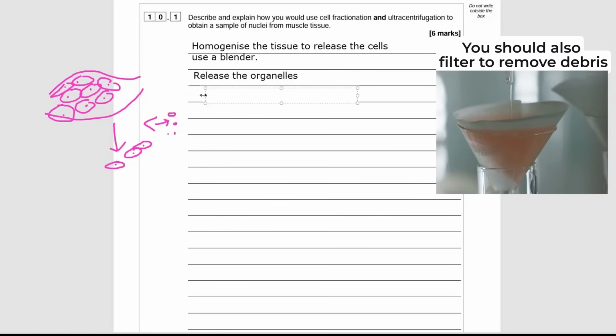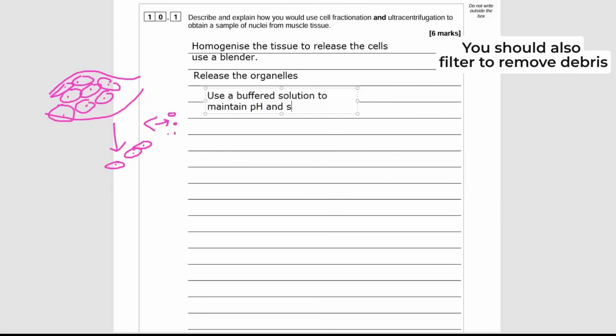Now, how do we separate these? Well, for a start, we need to use a solution that's buffered. What does buffered mean? It means that the pH doesn't change much. And that's important because changes in pH can denature proteins, which will change the 3D structure of proteins. And you know about denaturing proteins. So maintain the pH with a buffered solution.